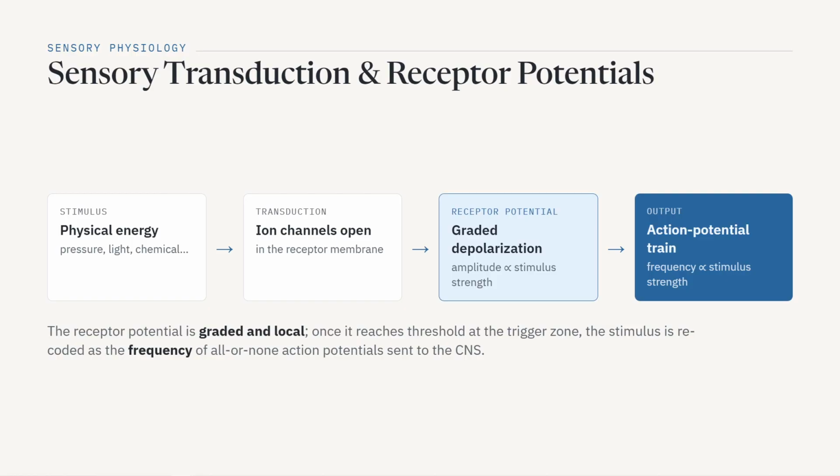So if it's large enough to reach threshold at the trigger zone, it gets recoded one more time into a train of action potentials. And here's the key. Action potentials are all or none, identical in size. So stimulus strength can't be carried by their amplitude. It's carried by their frequency. A stronger stimulus fires more action potentials per second. Hold on to that idea, because it's how intensity gets encoded.